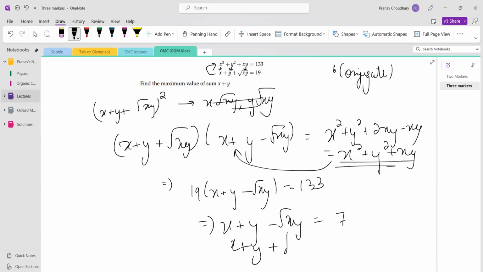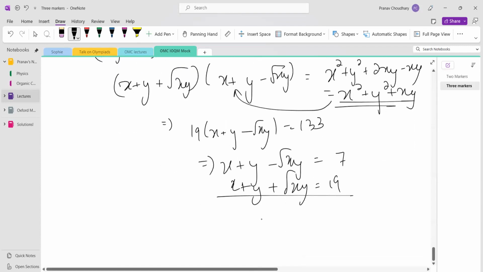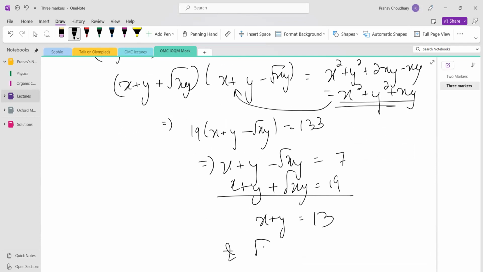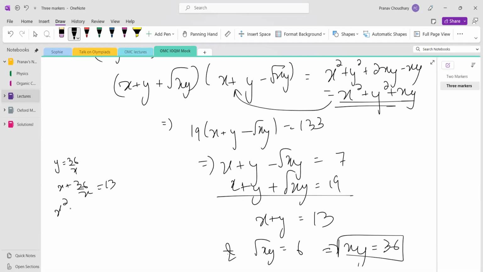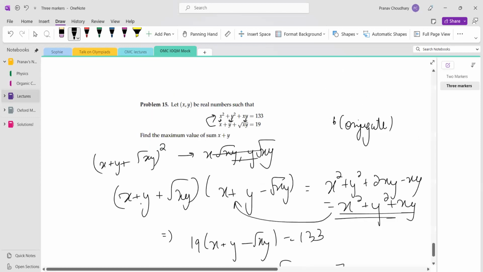And now, is it 7? Yeah. x plus y plus root xy is 19. So this gives you x plus y as 13. 13, right? Yeah. And root xy as 6, which implies xy is 36. So y is 36 by x, so x plus 36 by x is 13, x square minus 13x plus 36 must be 0.